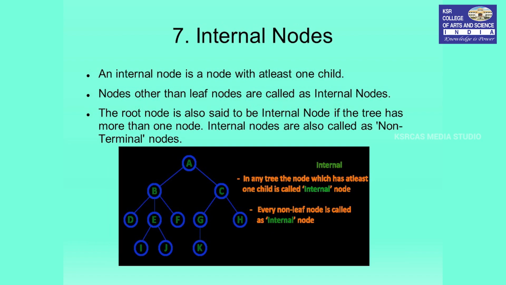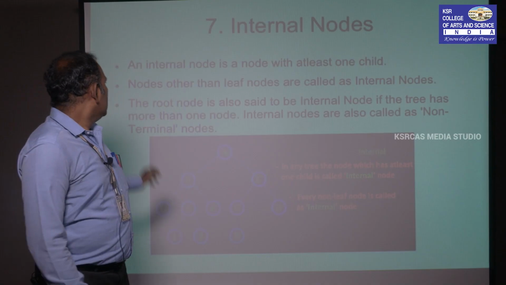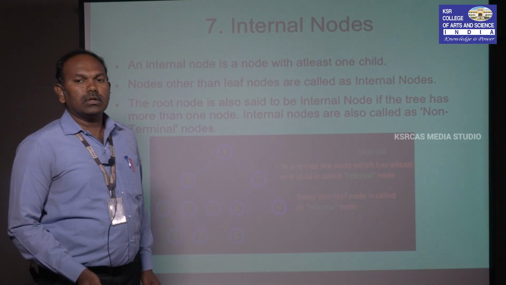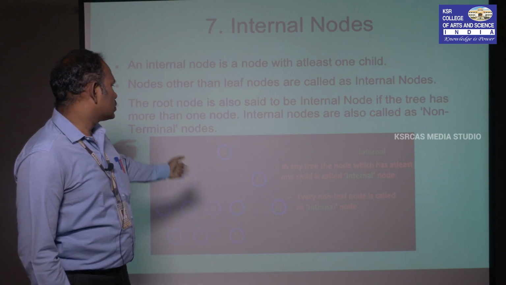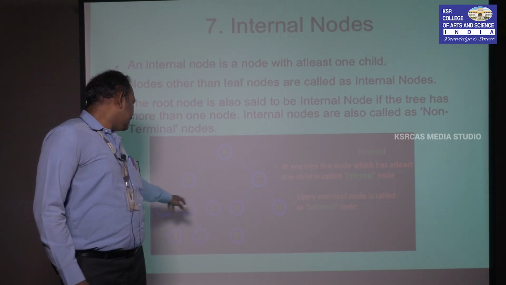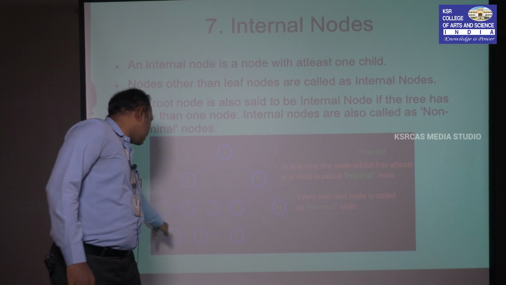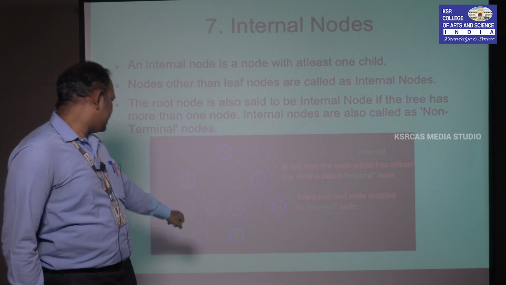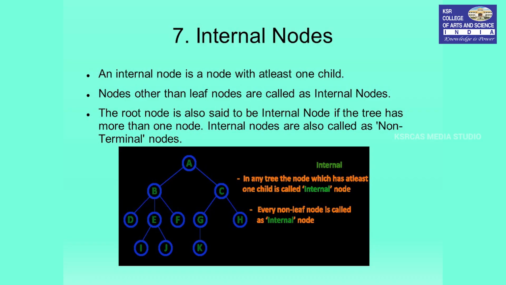Internal nodes. An internal node has at least one child. So nodes other than leaves are called internal nodes. In this diagram, the internal nodes are D, E, F and so on, everything apart from I, J, K, which are non-internal, leaf nodes. So nodes other than leaves are internal nodes.